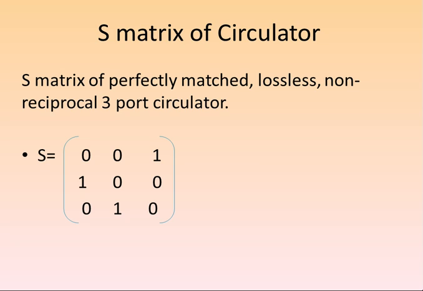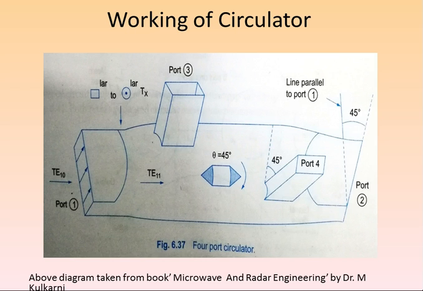Let us understand the working of the circulator. Power entering at port 1 is TE10 mode and it is converted to TE11 mode because of the gradual rectangular to circular transition. This power passes port 3 unaffected since the electric field is not significantly cut, and it is rotated through 45 degrees due to the ferrite.